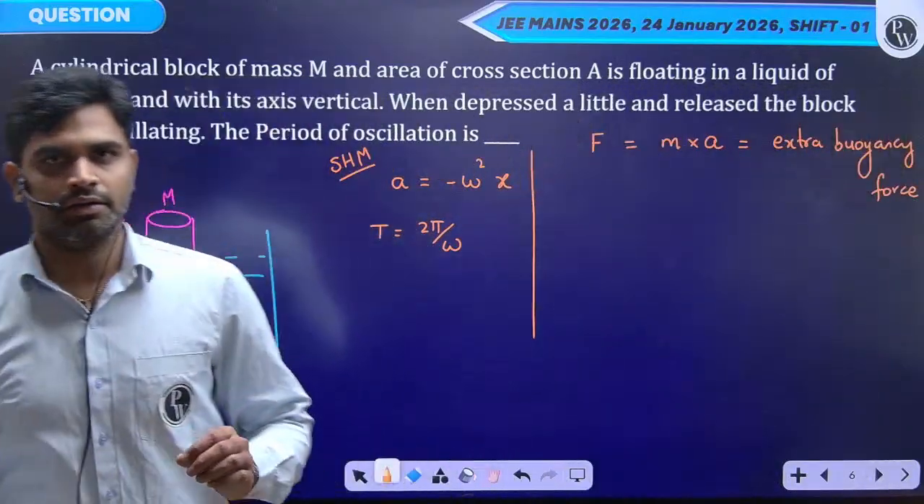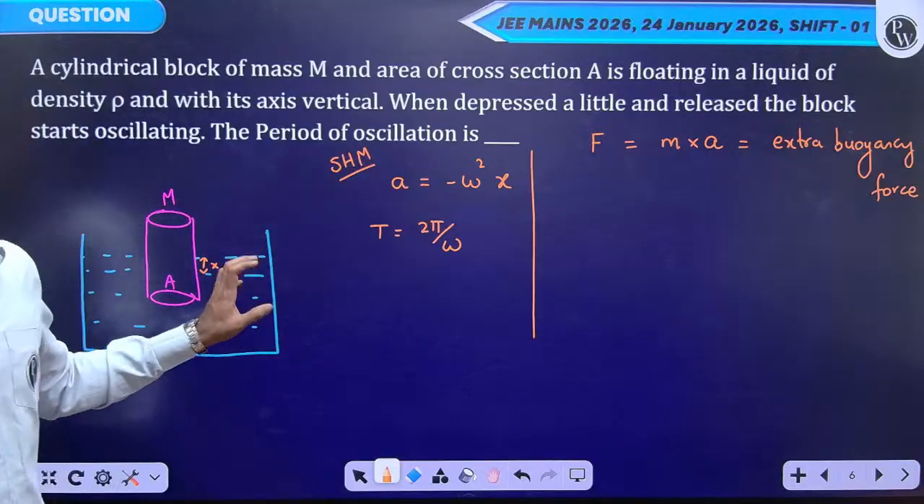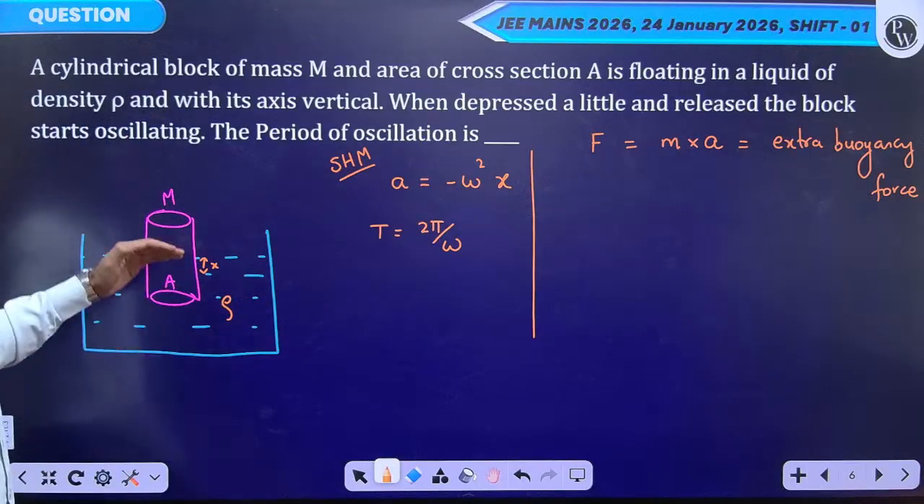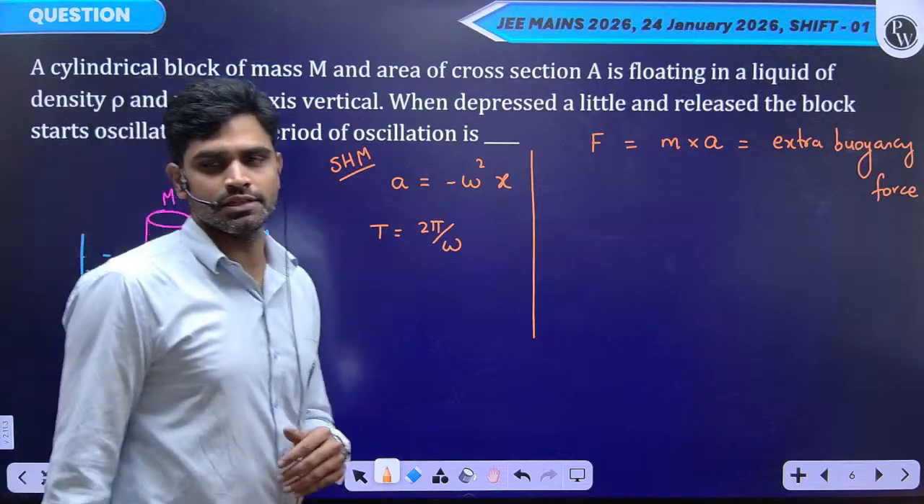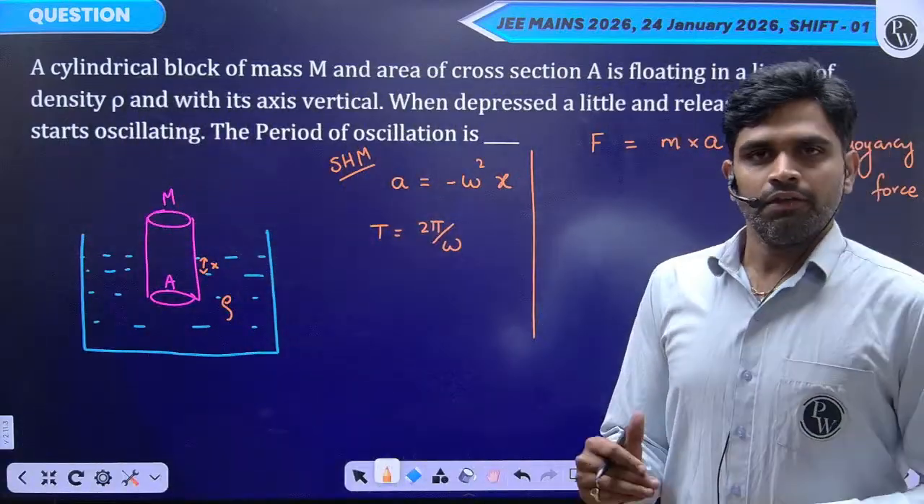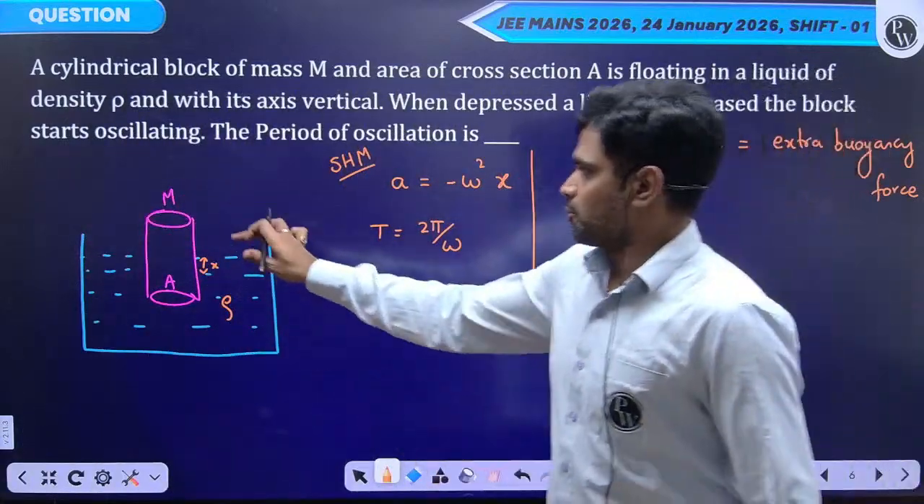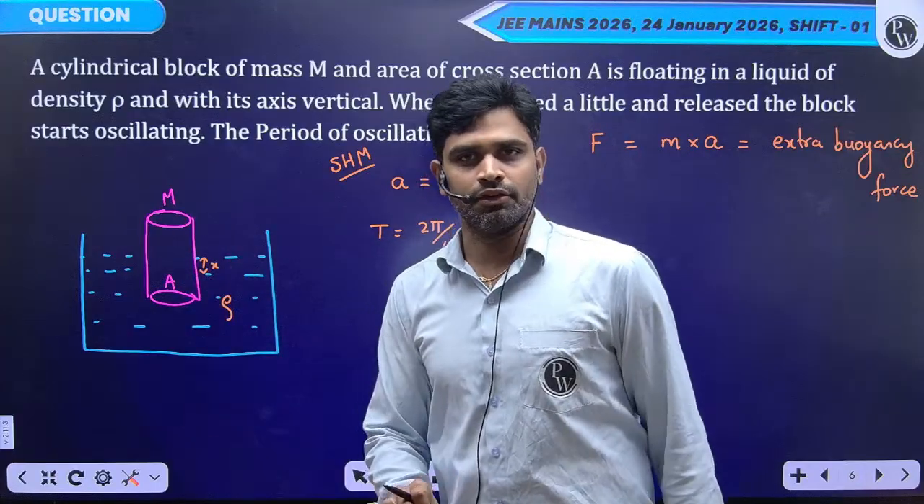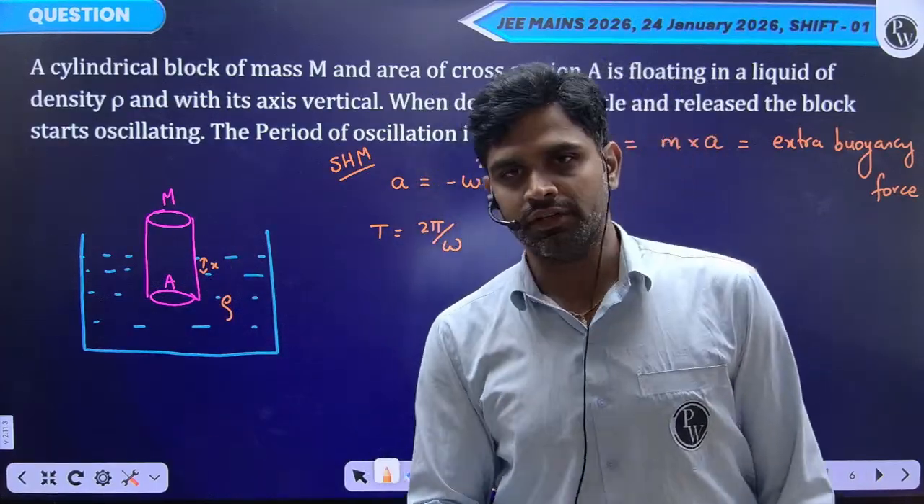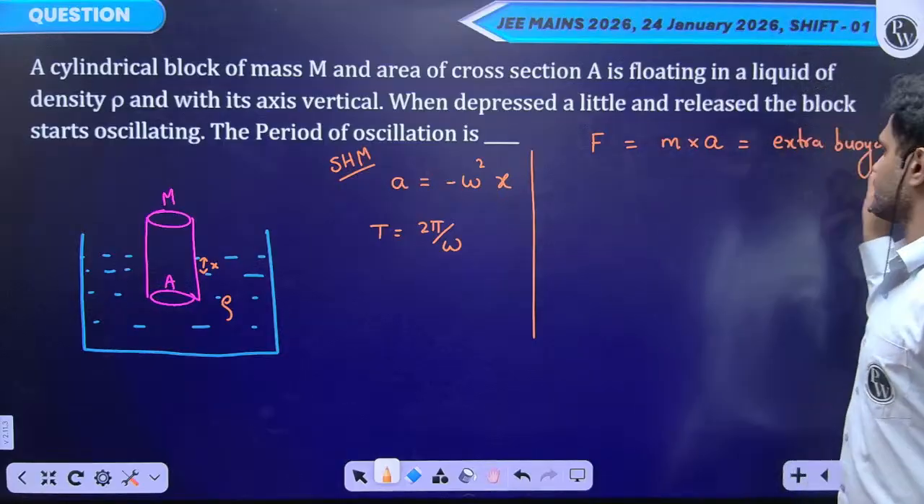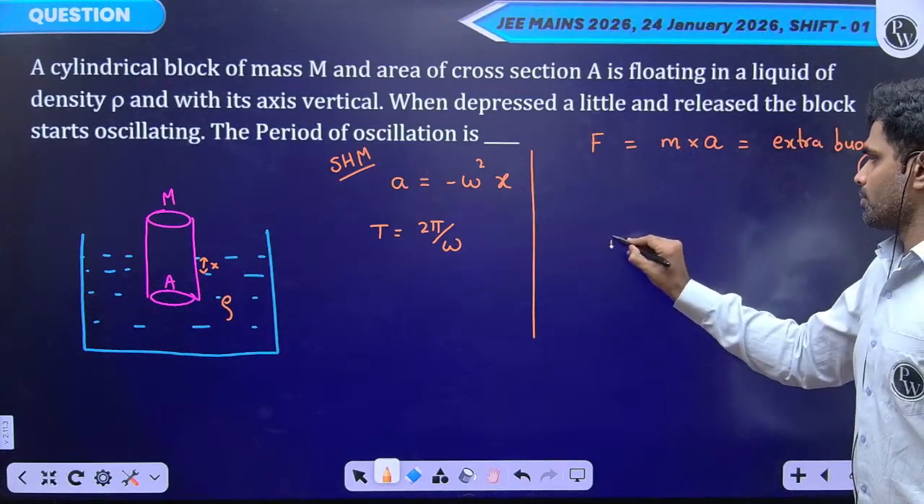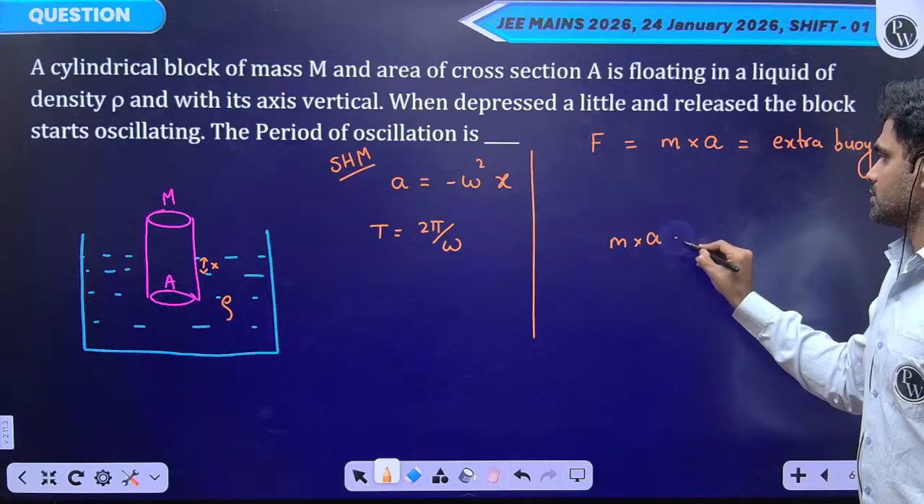Always remember, in oscillations, you should not worry about the equilibrium forces. They will get cancelled anyway. That is your mg and the initial buoyancy force. We are worried about the extra buoyancy force. Once you push it, it will sink even further, and that extra buoyancy force creates acceleration. Mass into acceleration is the extra buoyancy force.